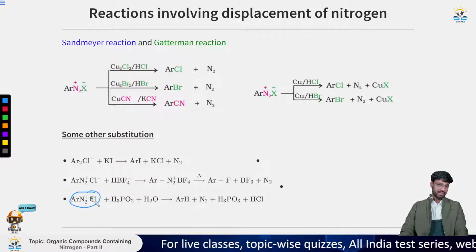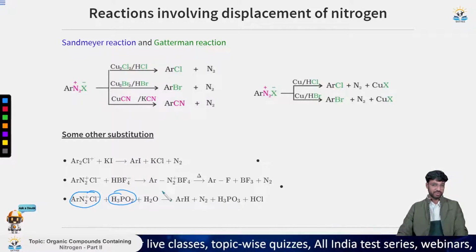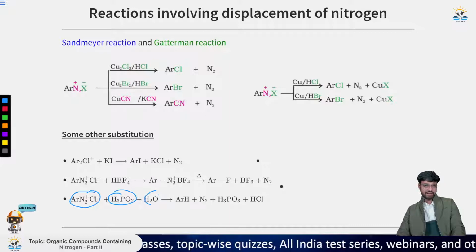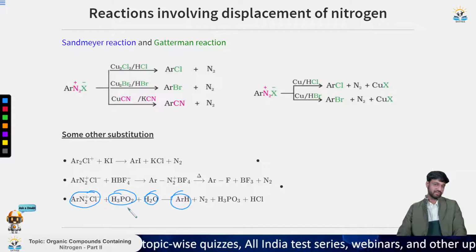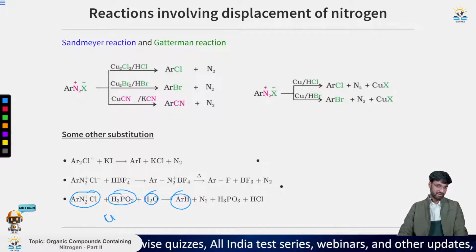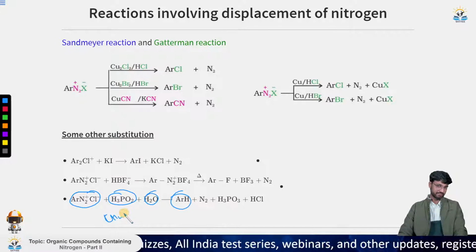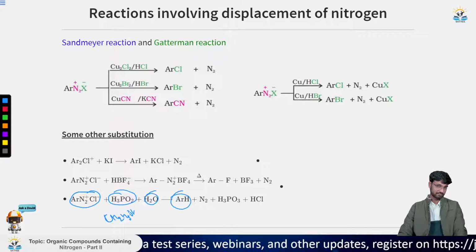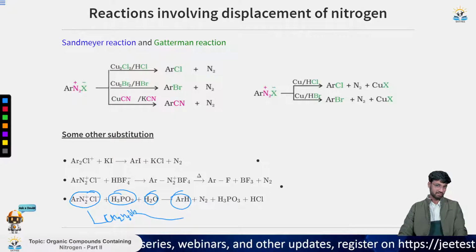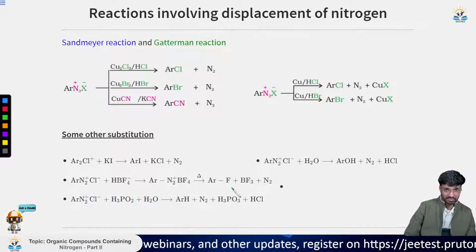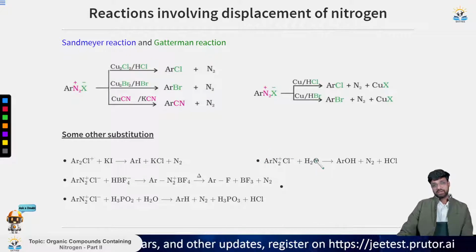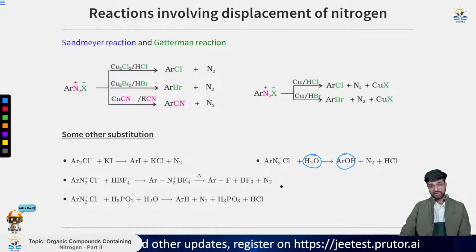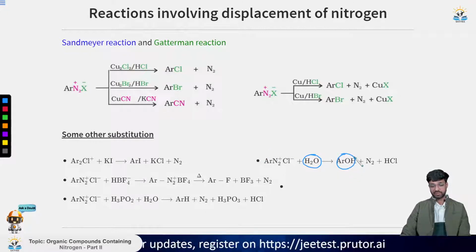Now, if you react it with H3PO2, that is an acid, and water, you will get your simple benzene. Or else, if you treat it with C2H5OH, then also you will get your simple benzene. Next, we treat it with water. You can get your phenol here.